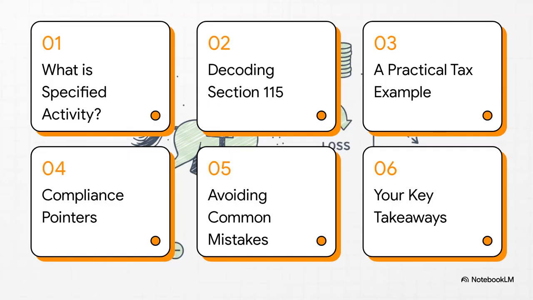All right, here's our game plan for this explainer. We'll kick things off by defining what the law actually means by specified activity. Then we'll get into the nuts and bolts of Section 115 itself. We're going to walk through a solid practical example, cover the compliance points you absolutely cannot ignore, look at common mistakes so you can avoid them, and then we'll wrap it all up with the key takeaways.